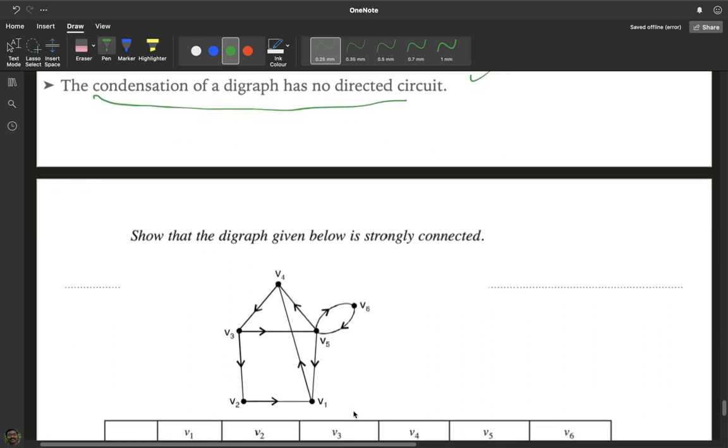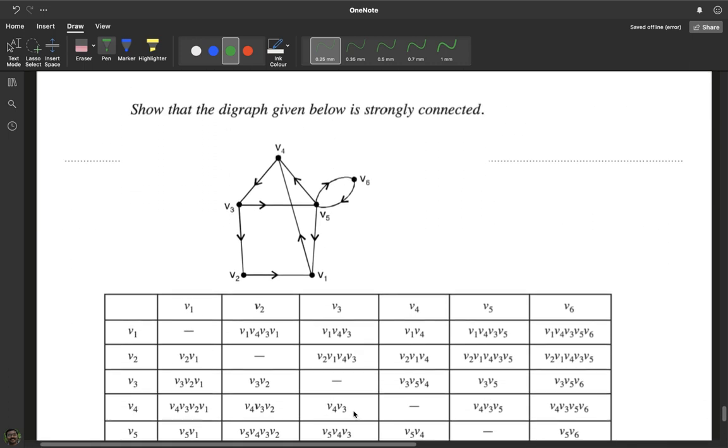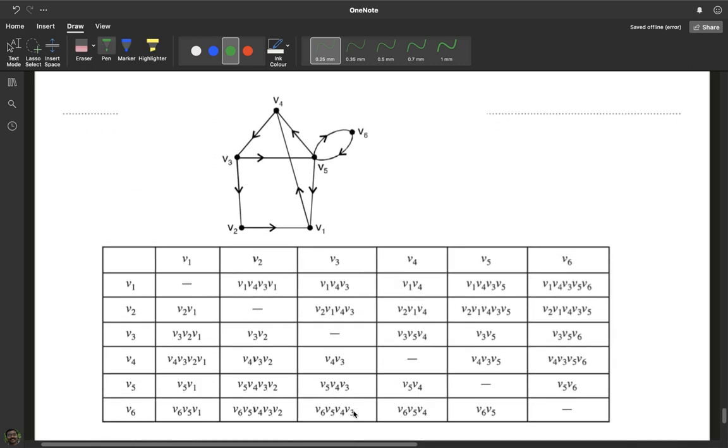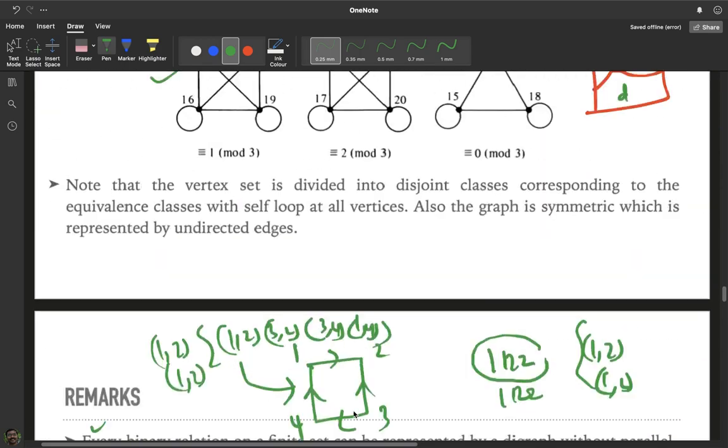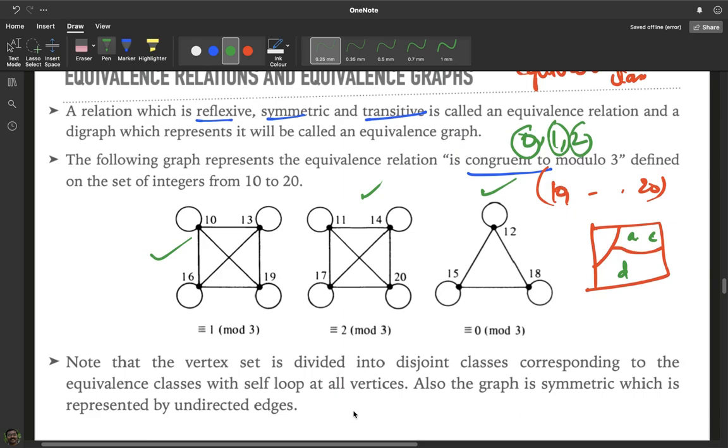And also I have just updated one problem regarding strong connectedness. You can go through that problem also. So that's it. We have studied many definitions here. So this is the end of the digraph and also the second module. So we'll stop here. Thank you.